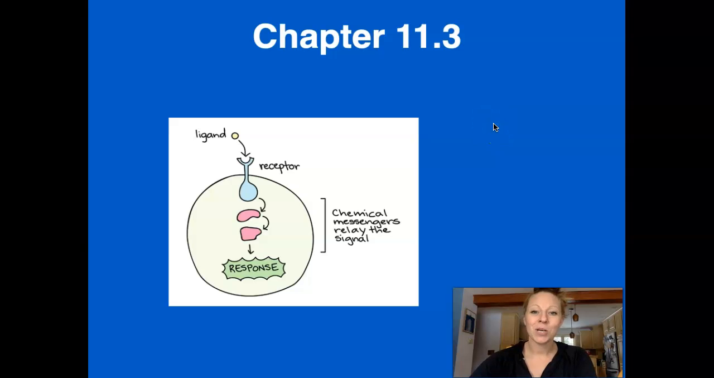Guys, welcome to chapter 11.3. We are now talking about transduction. In the last notes, we were talking about the GPCR, or the receptor protein, and now that the message has passed through the membrane, we are talking about how it gets relayed, or how it gets passed from one protein or from one molecule to another until it creates a cellular response.